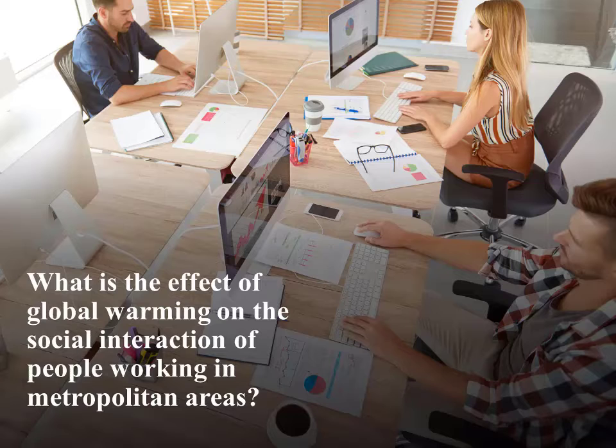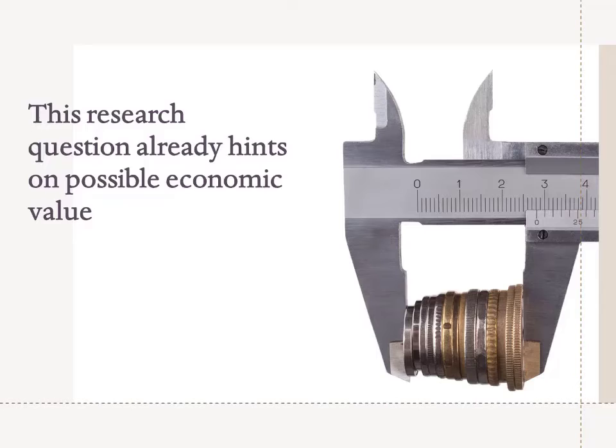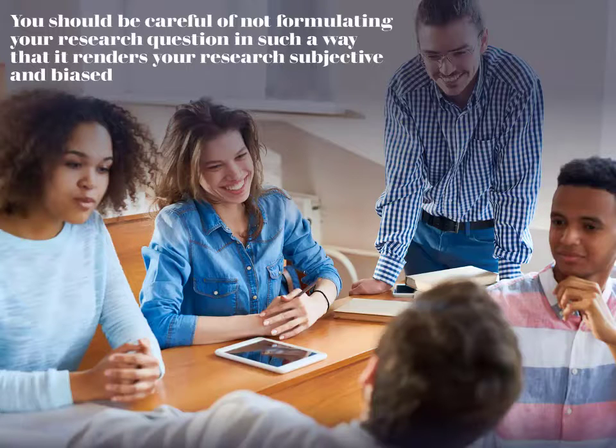Here is a second refinement of the research question. What is the effect of global warming on the social interaction of people who work in metropolitan areas? The research question already hints on economic value. It is limited to a specific living area, and it would probably be possible to choose a representative sample for the research.